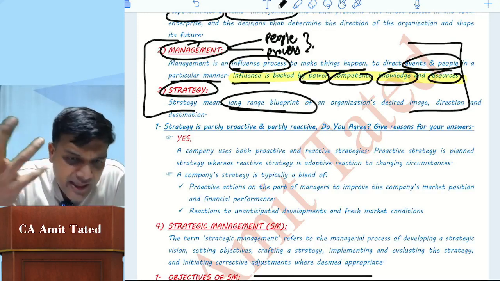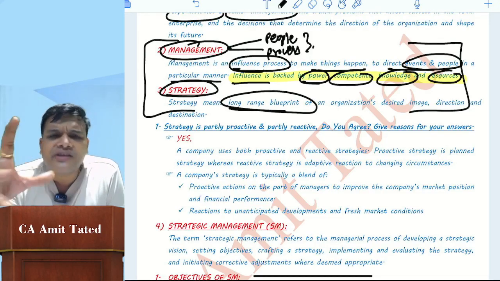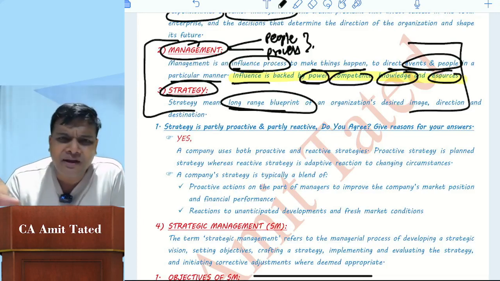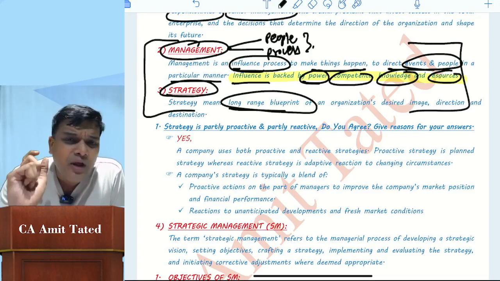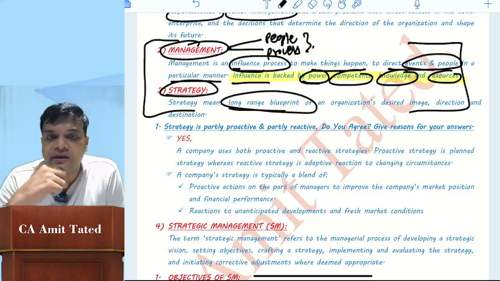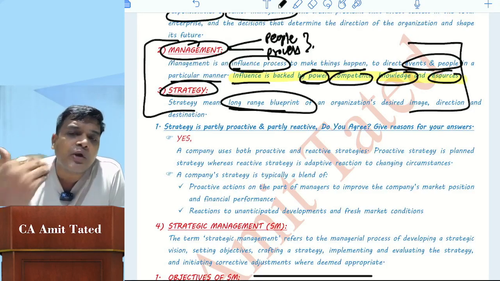Sir, do we need to write the answer word by word, or are some variations accepted? 100% variations are accepted. Only the keywords should remain the same. Just make sure that you have control over the keywords. Now please understand, come again with me. That is called strategic management.